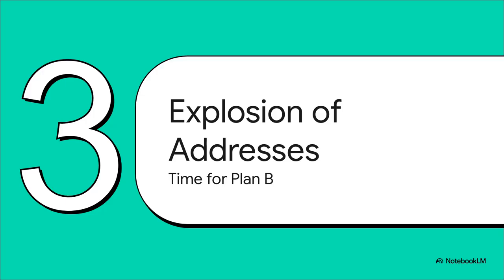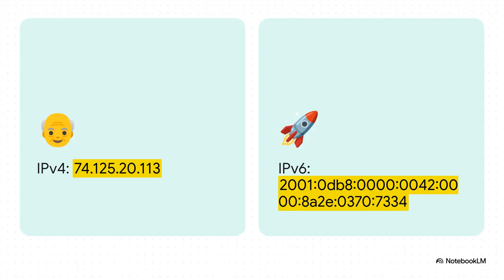So what do you do when your address book is full? You invent a brand new system with a lot more room. It was time for Plan B. So on the left, you've got the familiar IPv4 address we've been talking about, and on the right, that's its successor, IPv6. You can see the difference right away. It's way longer, and it uses letters in addition to numbers. This is a whole different animal. Those letters are part of what's called a hexadecimal system, which is just a fancy way of packing a ton more information into the address.